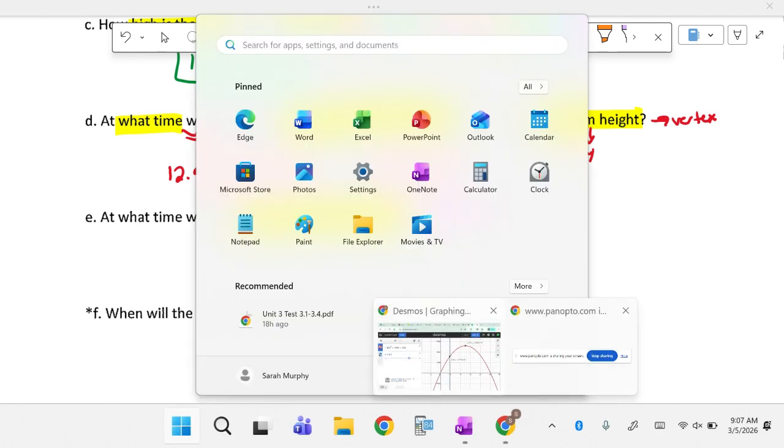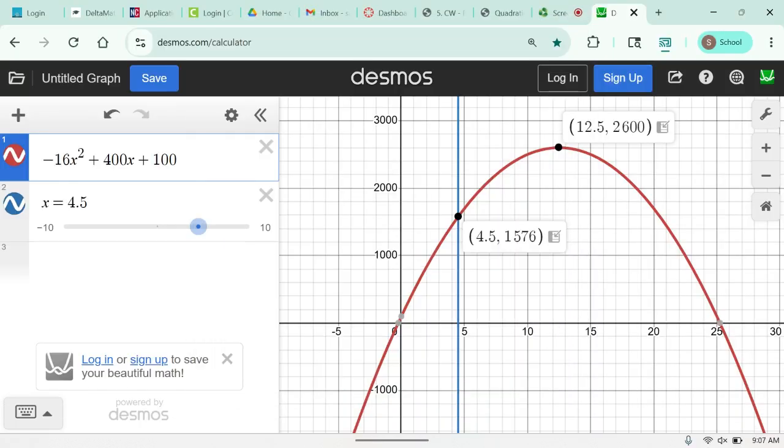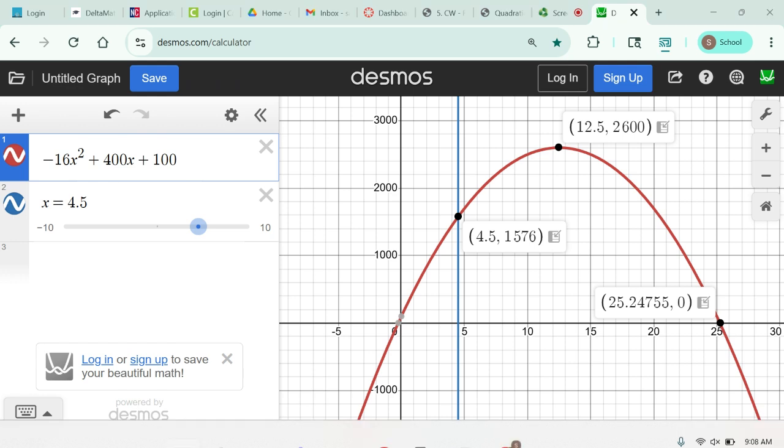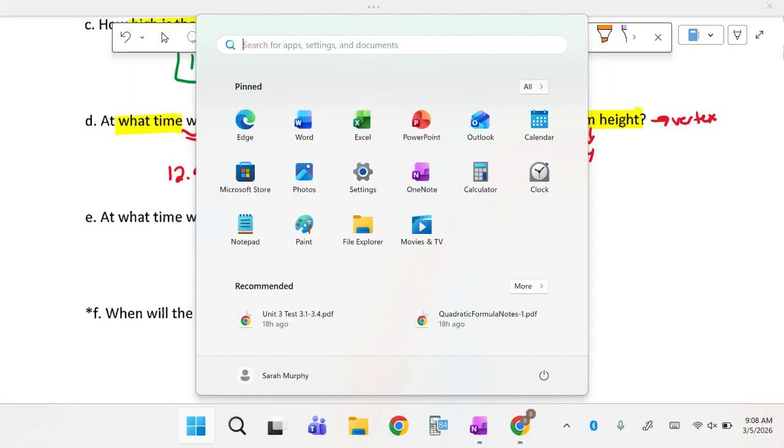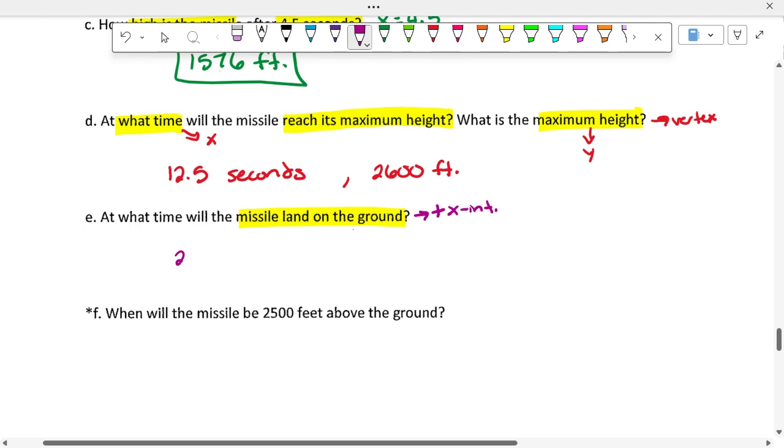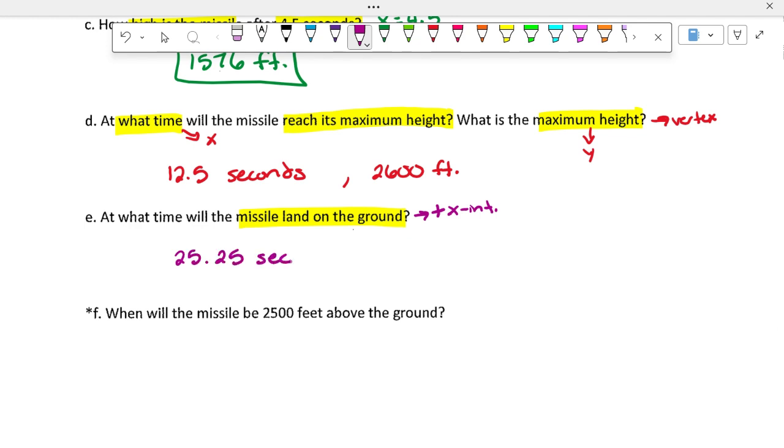So I go back to my picture. Which one's the positive one? The left one or the right one? The right. So there's my x-intercept. I'm going to round that to the nearest hundredth. So I'm going to say after 25.25 seconds. So 25.25 seconds.